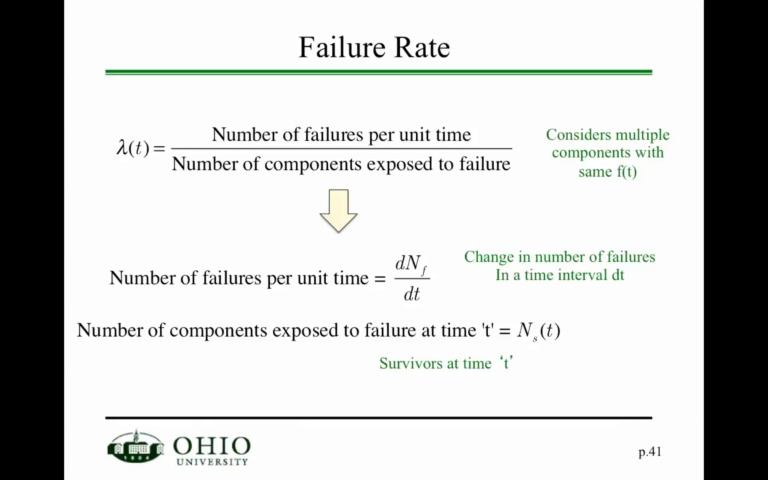Now let's relate the reliability to the failure rate. Looking at the failure rate generally speaking, the failure rate lambda(t) is the number of failures per unit time divided by the number of components that are exposed to the failure. If we define the number of failures per unit of time as dnf/dt, the change in the number of failures in a time interval dt, how does the number of failures change over time? Of course, this will increase.